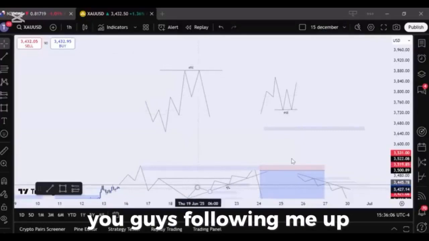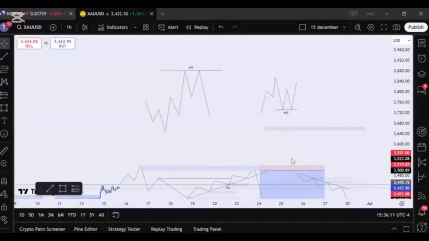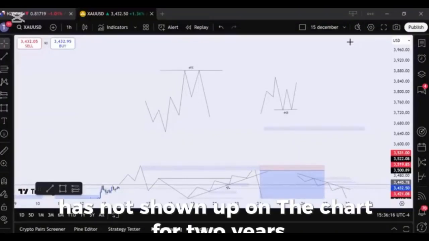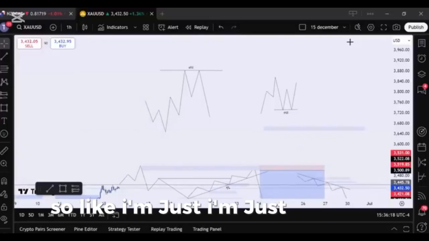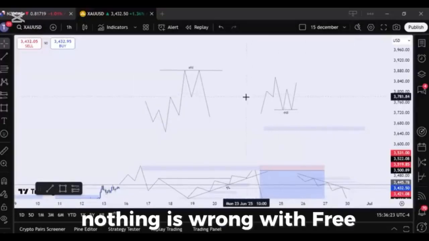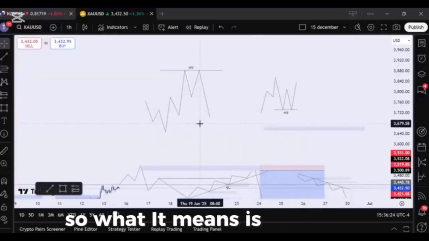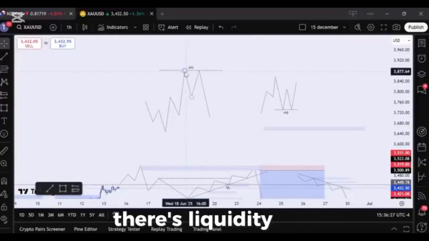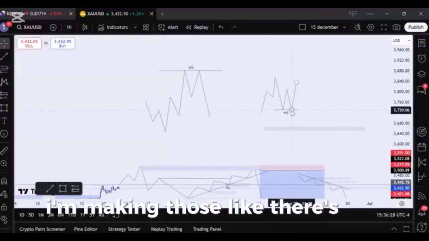You guys following me? But don't worry about this. This actually has not shown up on the chart for 2 years. I'm just teaching it simply because there's nothing wrong with knowledge. So what it means is that when the market does something like this, there's liquidity here, and when the market does something like this, there's also liquidity here.